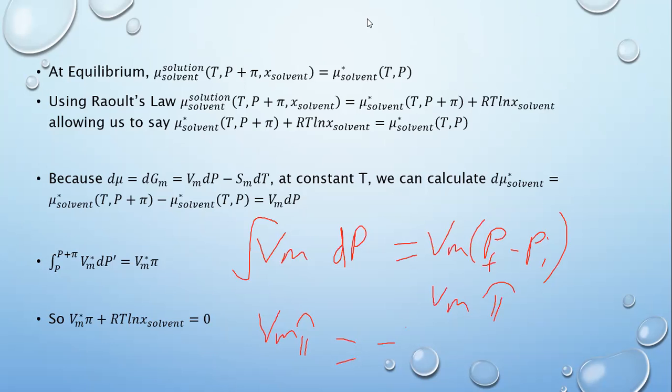Well, we're saying, okay, plus RT ln x. X equals 0. And we're going to solve for pi.